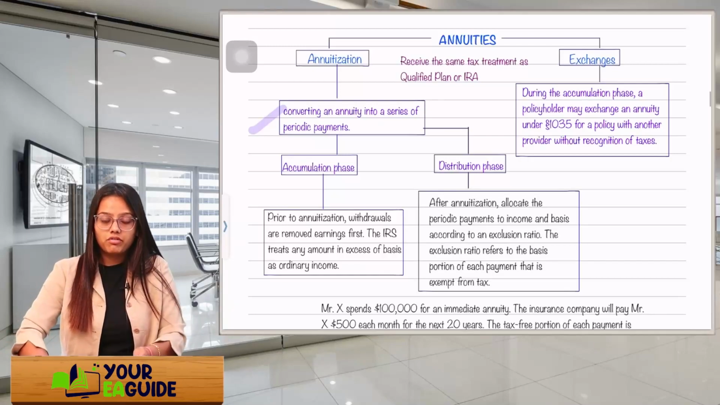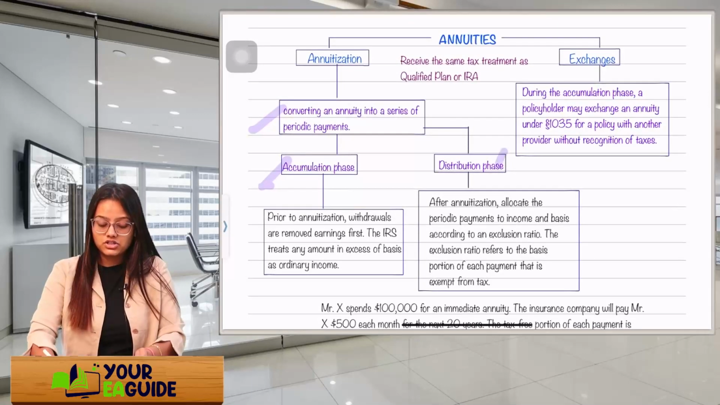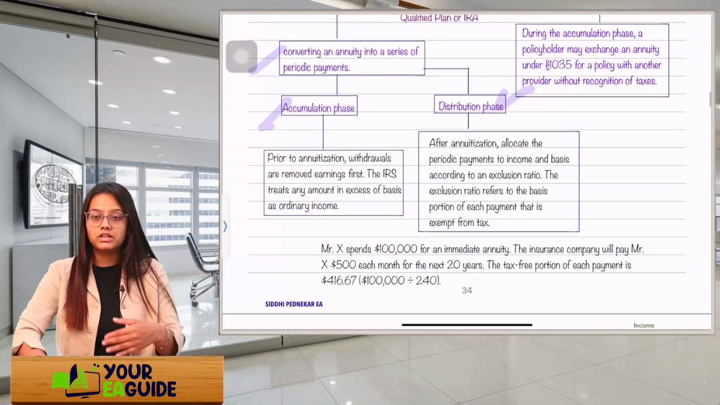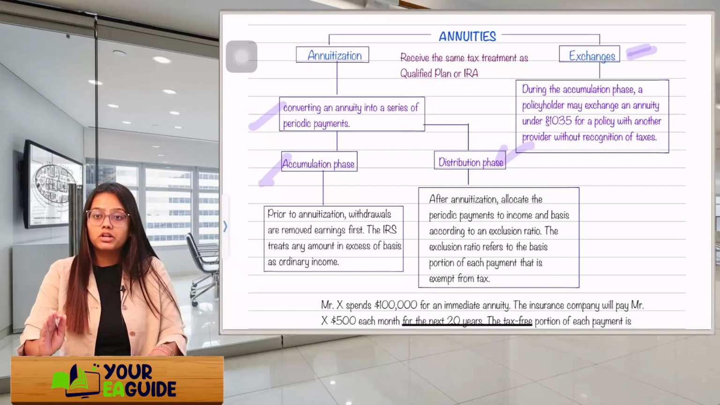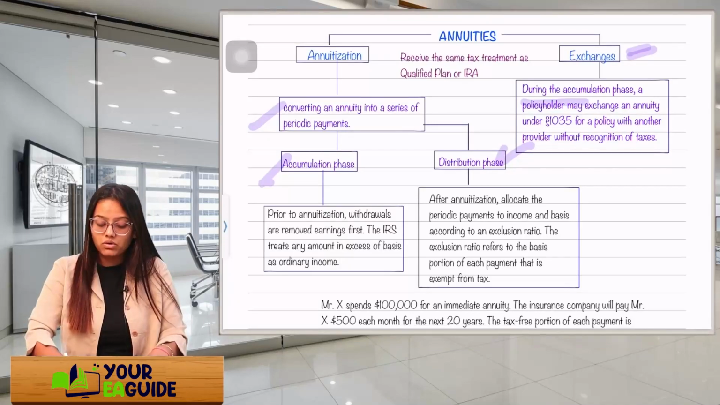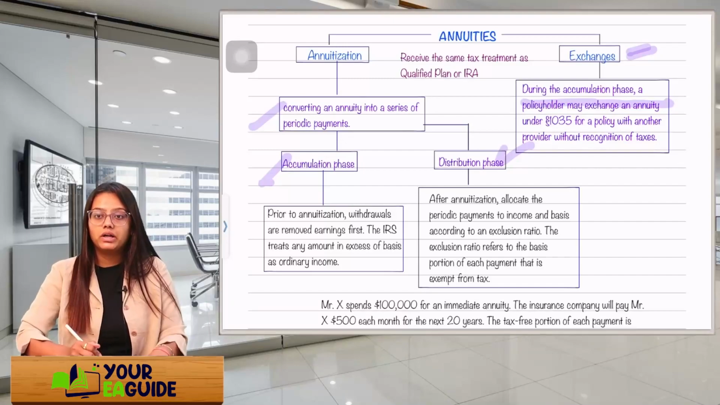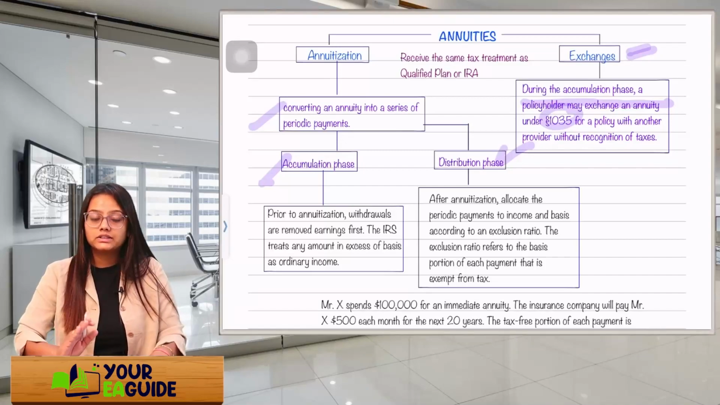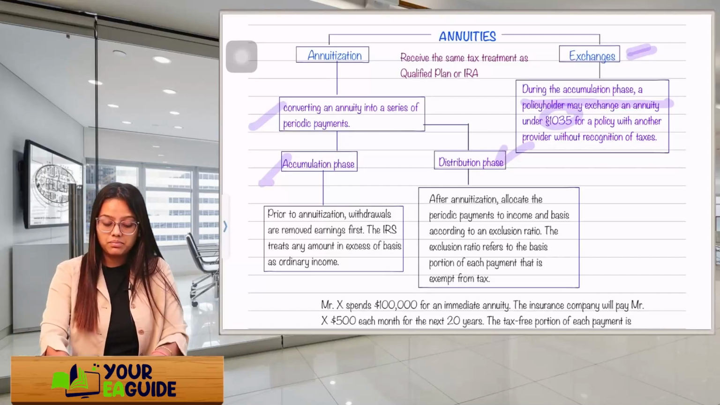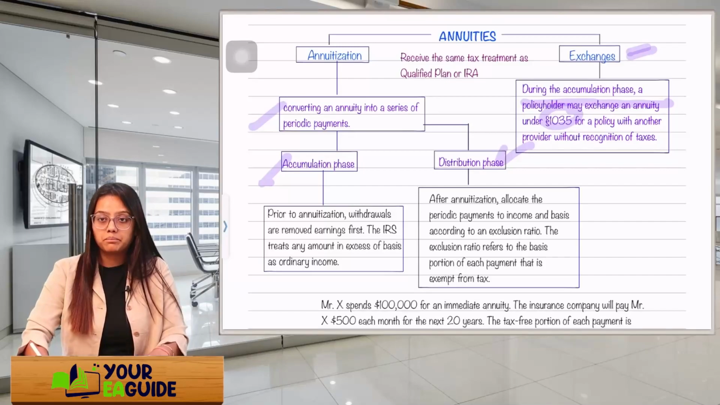Right? So one is the accumulation phase and the second is the distribution phase, which means when you start receiving the annuity. What are the exchanges? During the accumulation phase, a policy holder may exchange an annuity under section 1031 of the policy with another provider without recognizing the tax. Let's say there is one company that is providing the annuity business, so company A.